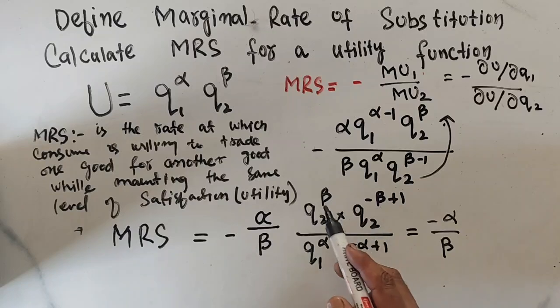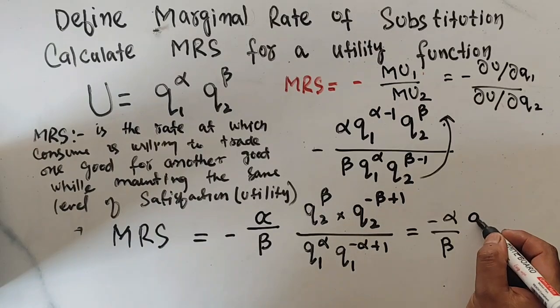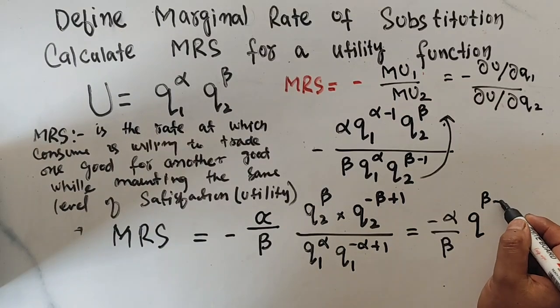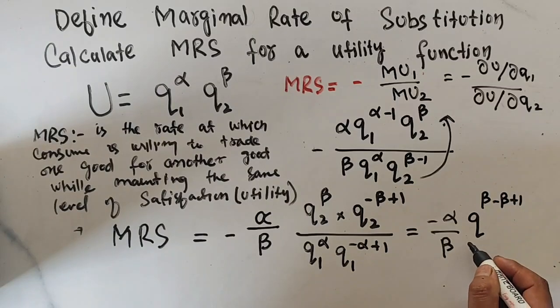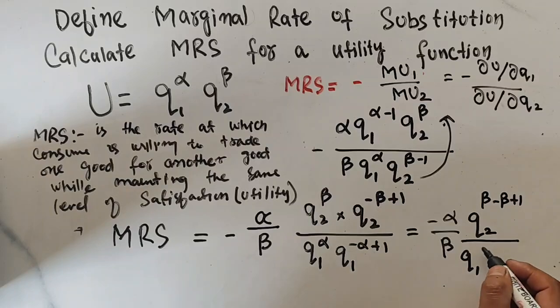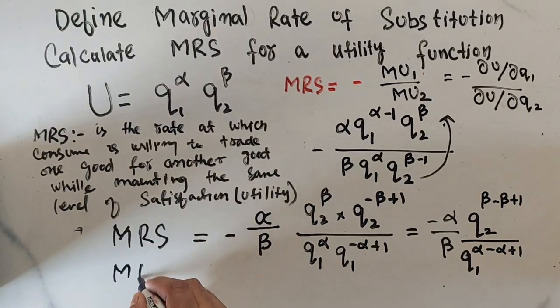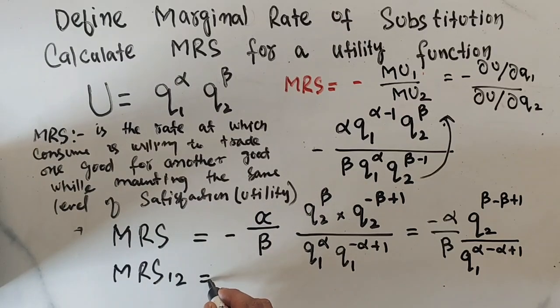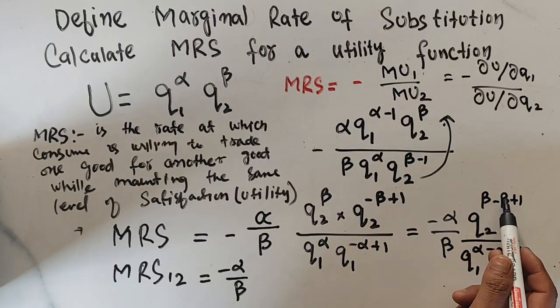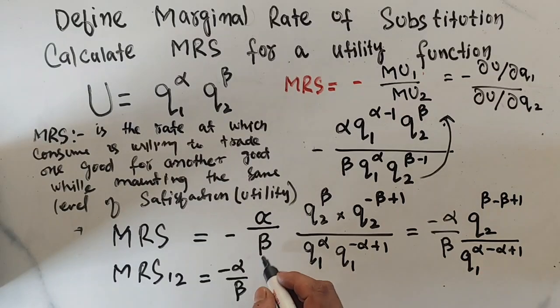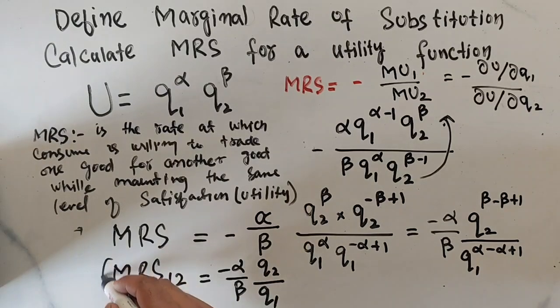Since the bases are the same, we can add the exponents, so we get q2 raised to the power beta minus beta plus 1, and in the denominator we get q1, again the bases are the same, so we add the exponents: alpha minus alpha plus 1. That means the marginal rate of substitution between q1 and q2 is equal to minus alpha upon beta times q2 upon q1. Beta minus beta is 0, so we get q2 raised to the power 1, so we get q2, and likewise here we get q1. This is the marginal rate of substitution.